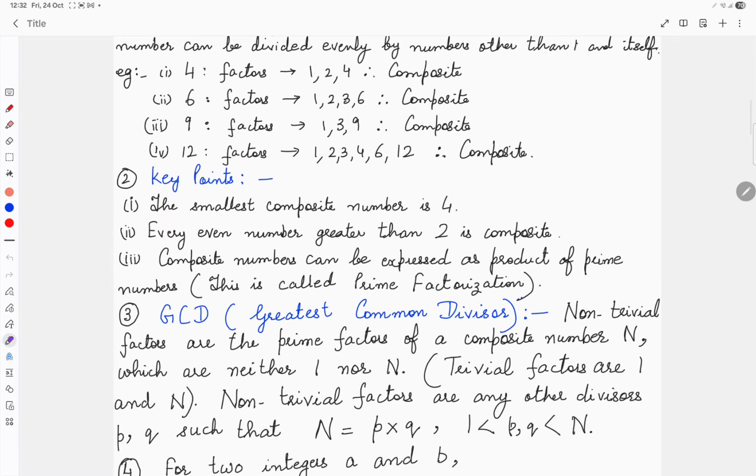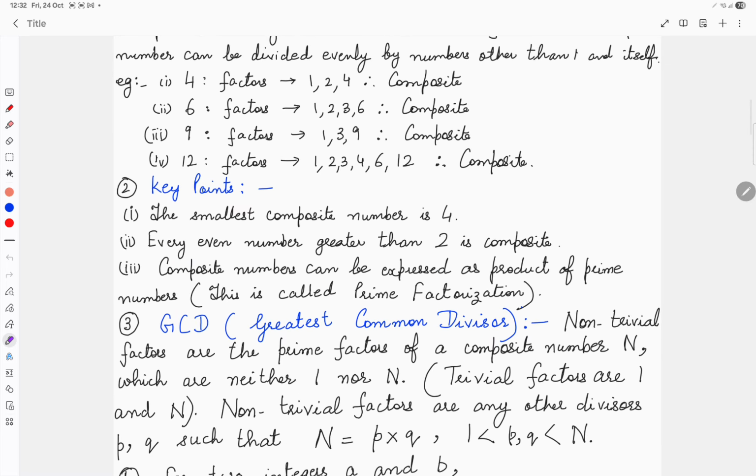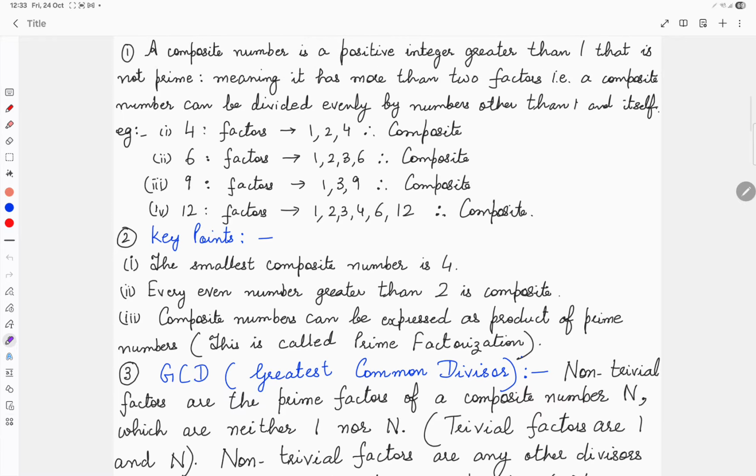Now, what are the key points as far as the discussion of the composite number goes? The smallest composite number is 4. Every even number greater than 2 is composite because every even number will be divisible by 2. So it will have at least one factor 2 other than 1 and the number itself. Therefore, every even number greater than 2 is a composite number. Composite numbers can be expressed as the product of prime numbers.